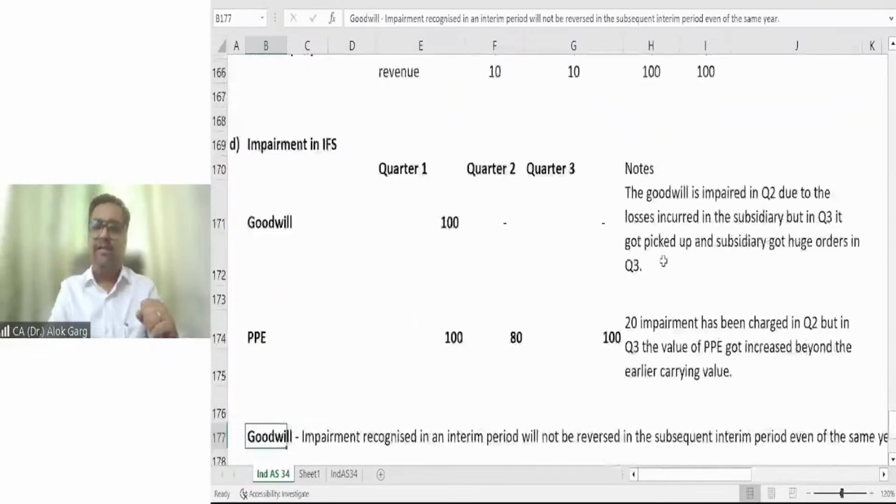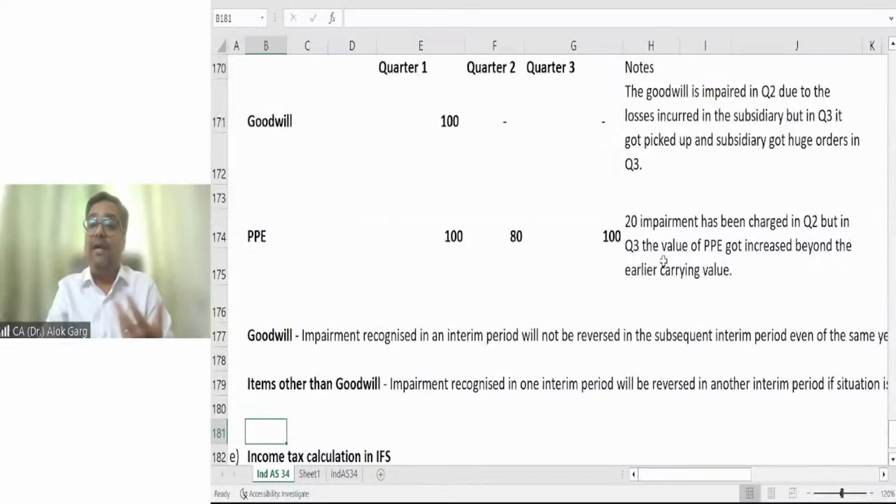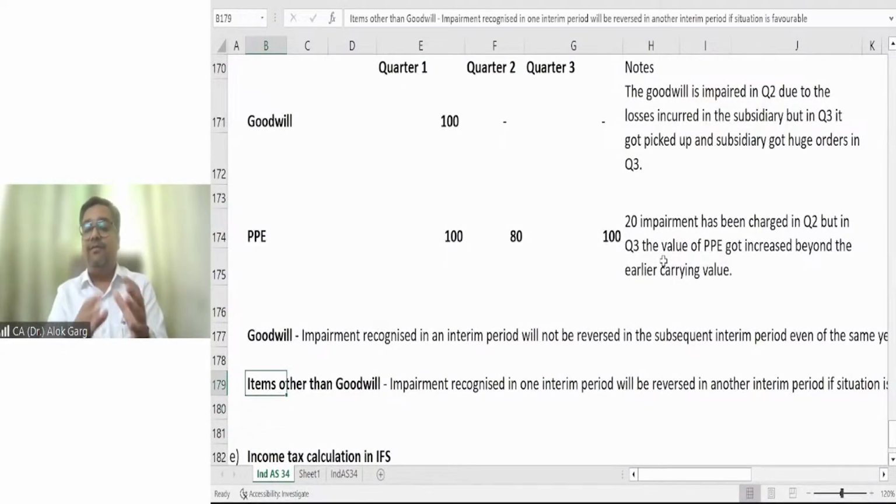Impairment in interim financial statement, you have to check the impairment every quarter. If there is goodwill and goodwill has been impaired, it cannot be reversed in the subsequent quarter of the same year. But if it is other than goodwill, could be other intangible assets as well, and these items have been impaired in one quarter, it can be reversed in the second quarter, next quarters, even in the next year itself.